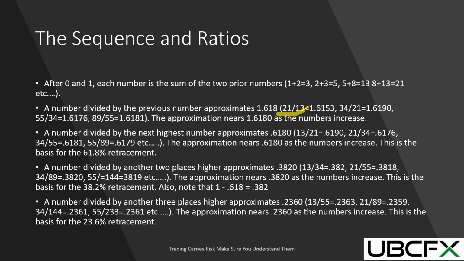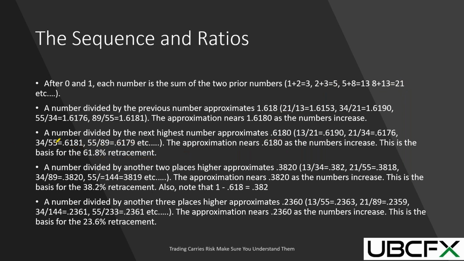and we're going to reverse this sequence. We take the 13 and divide it by the 21. We're going to get 0.619. If we were to go one step farther and take the 21 into 34, we get 0.6176. If we were to go back and take the 3 and divide it by 5, we would get 0.6, or 0.618. So the approximation always nears 0.618. So this is the basis of the 61.8% retracement.